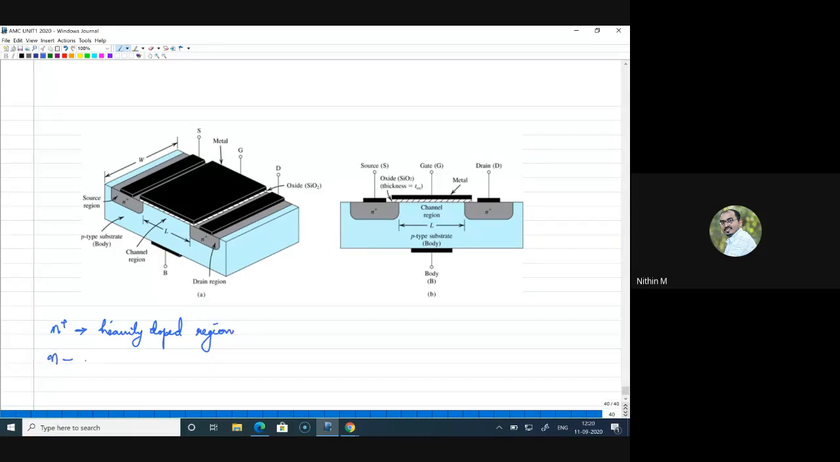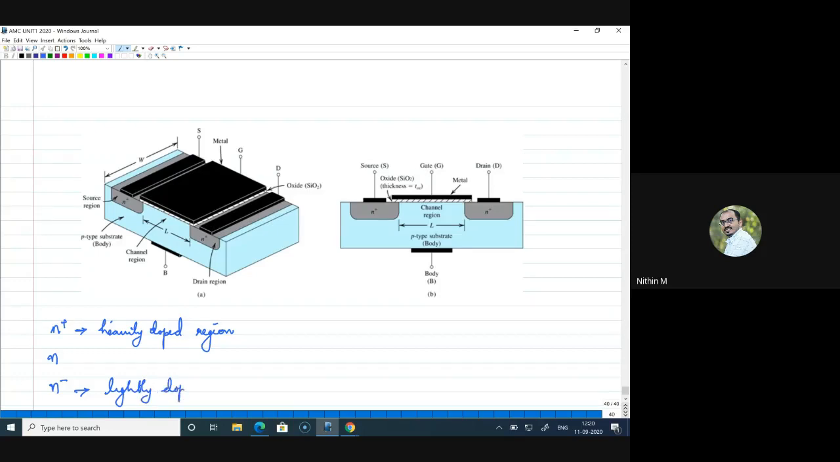Right. So N region, we know that whenever an intrinsic semiconductor is doped with an N-type impurity, we will get an N region. Now, if that impurity is heavily doped, we usually mark it using N plus. Similarly, if it is lightly doped, we mark it as N minus.